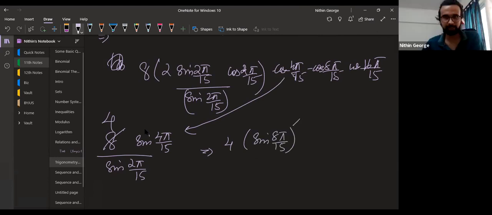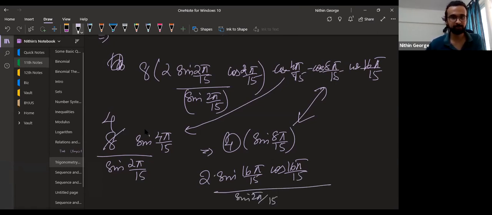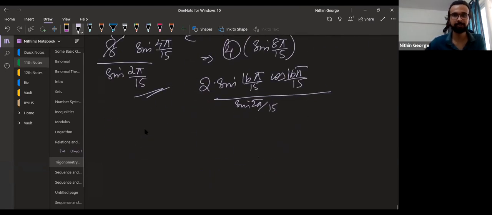So you have to imagine that going to cos 8 pi by 15, you'll take 1 2 out of it. So then what you are left with is 2 what? Sine 16 pi by 15 into cos 16 pi by 15. Don't forget, we have to divide by sine 2 pi by 15 that we had initially. So the only division part that's remaining. Now, what is sine 16 pi by 15 cos 16 pi by 15? This becomes 2 sine 32 pi by 15.